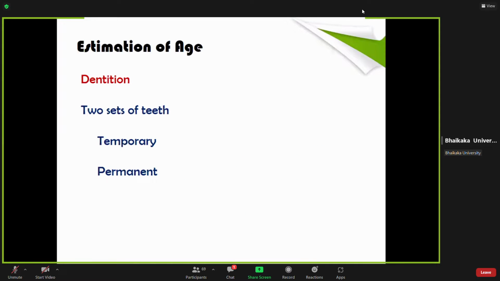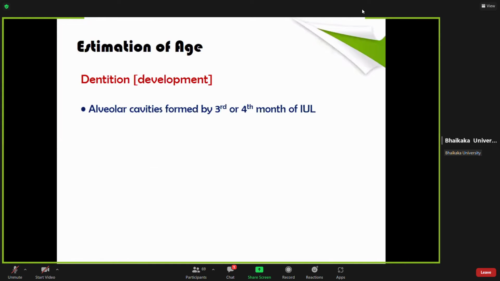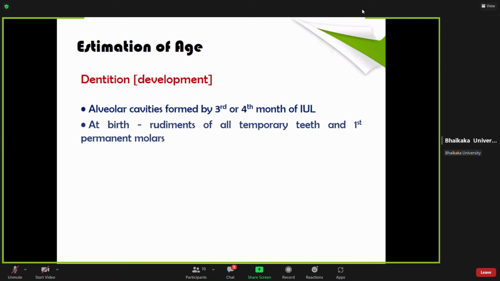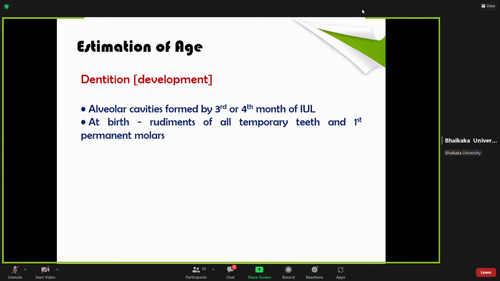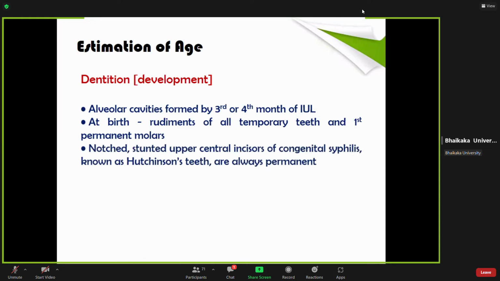Next is dentition. There are 2 sets of teeth, temporary and permanent. Temporary teeth are present from after birth until the coming of the permanent teeth. After the falling of temporary teeth, there will be permanent teeth, which will be present up to old age. The alveolar cavity is formed in the 3rd and 4th month of intrauterine life. At birth, there will be rudiments of all temporary teeth and the first permanent molar teeth. Notched upper central incisors of congenital syphilis, known as Hutchinson's teeth, are always present.